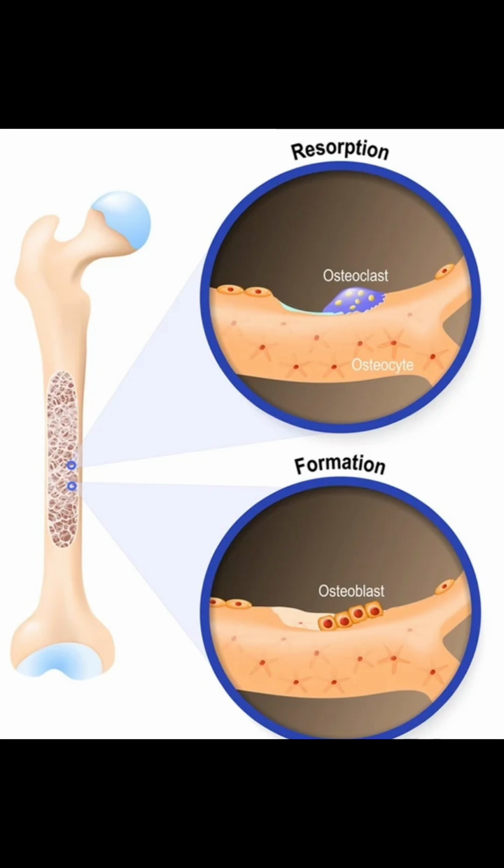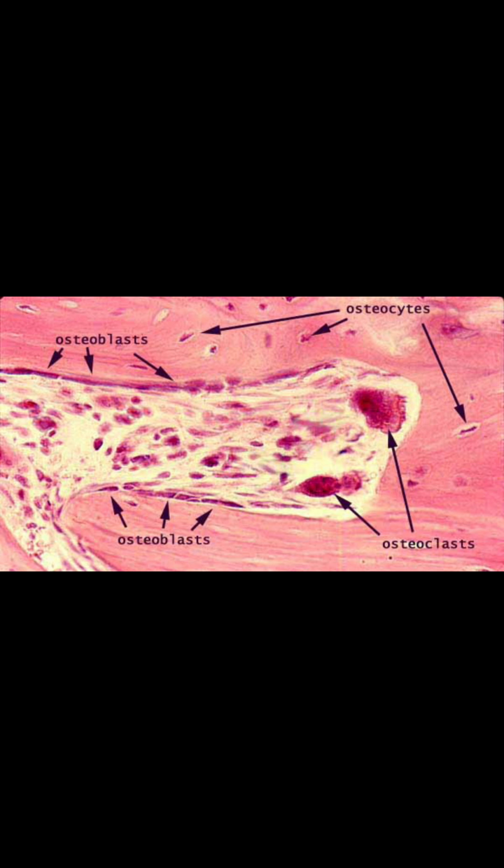Then next we have the osteoclasts, which are the breakers. They break down old or damaged bone so new bone can take its place, which is an important part of bone remodeling. And then last we have the osteocytes, which are mature bone cells that maintain the bone structure and communicate with the other bone cells.